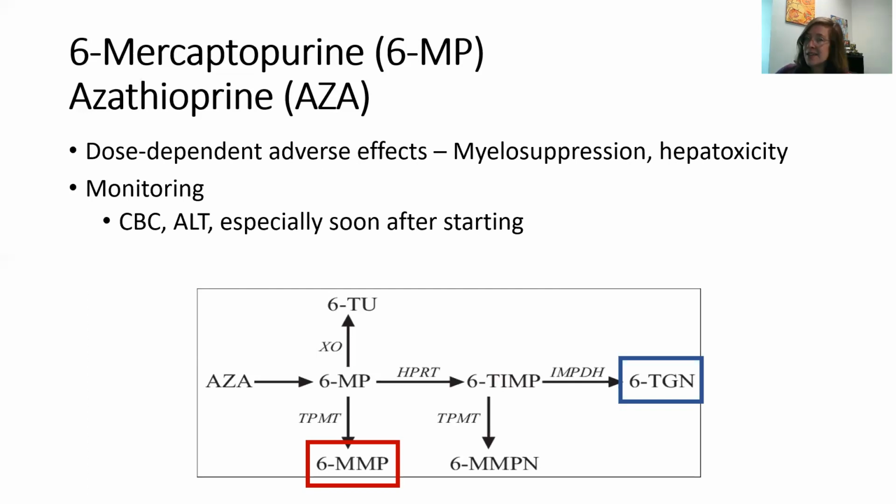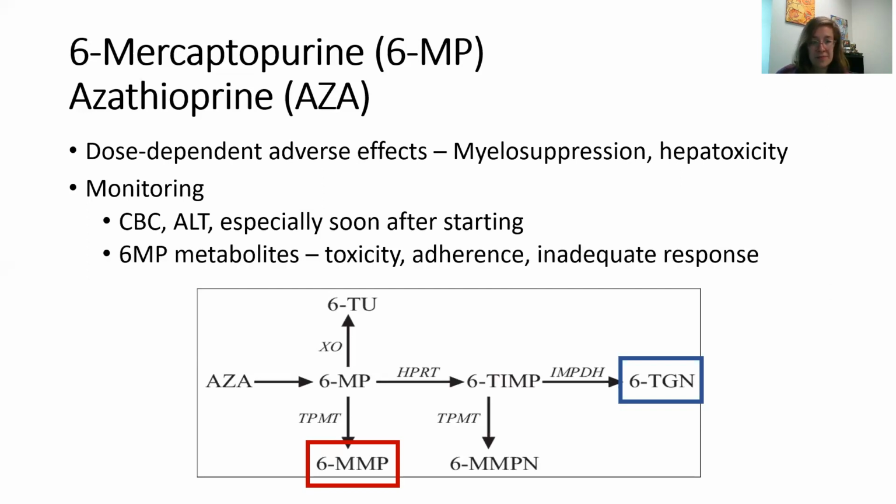And again, just like methotrexate, you do this more frequently soon after starting the drug, and then space it out thereafter. You can also specifically order 6-MP metabolites if you're worried about drug toxicity, if you're worried about adherence, and you can see if there are actually the metabolite levels in the blood of your patient. And then finally, if you're worried about inadequate response.